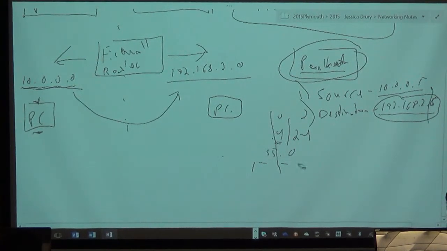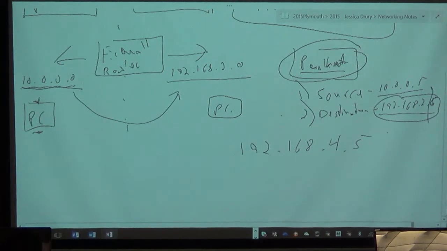And that is, if I have an IP address of 192.168.4.5, Miguel, 192.168.4.5, and my subnet mask is a 24-bit subnet mask, what is the network address for that IP address? Very good. Okay?